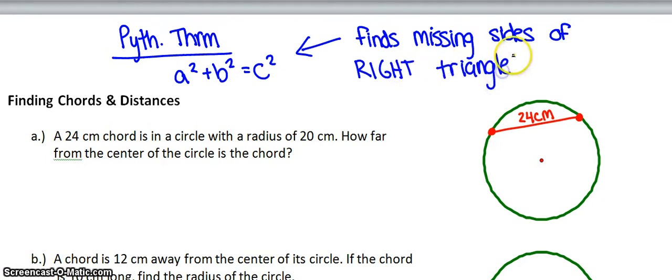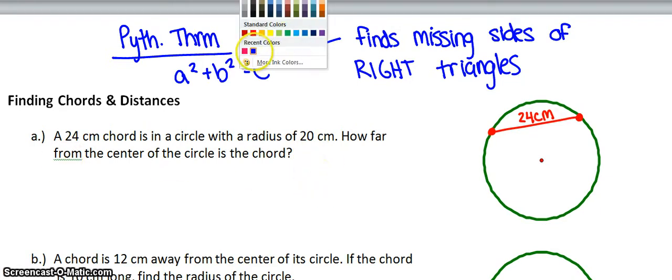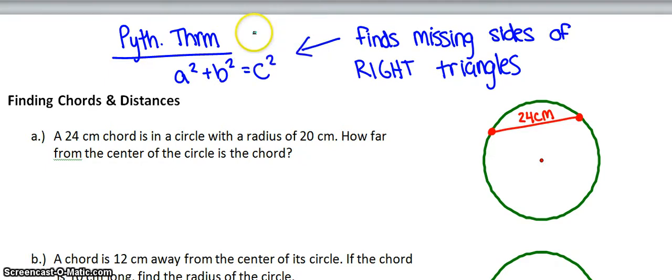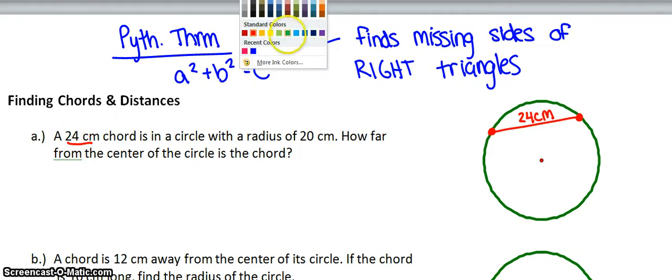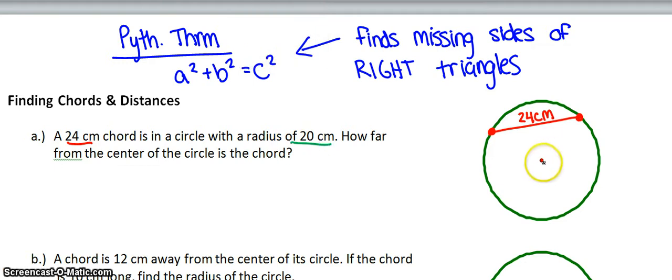But I don't have a right triangle in this picture, so I'm going to need to set up this information in such a way that I can make a right triangle. So I'm going to draw in my radius because I was also given that information. Again, the chord is 24 centimeters. The radius is 20 centimeters. So I'm going to draw that on the picture. I could draw the radius wherever I want. A radius is just from the center to the edge. So this could be a radius, or this could be a radius, or that could be a radius.